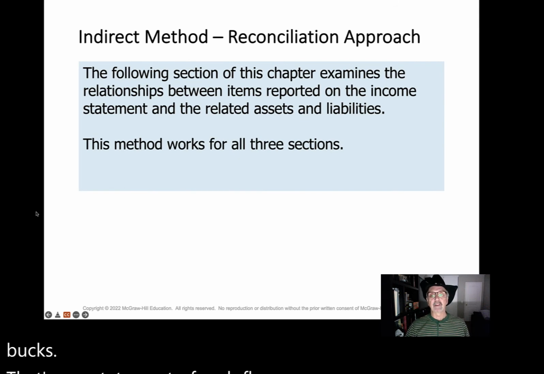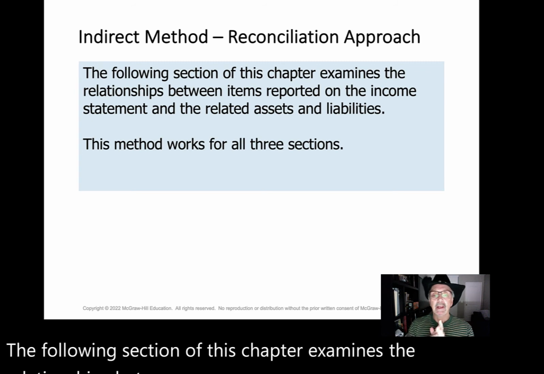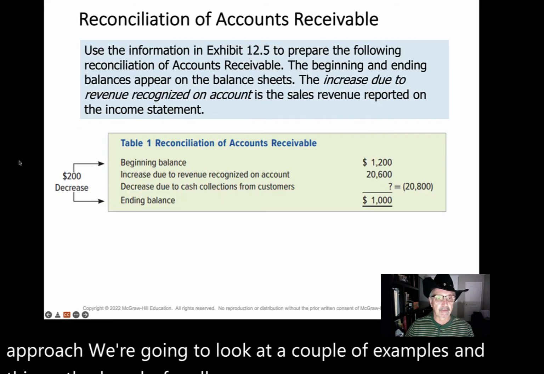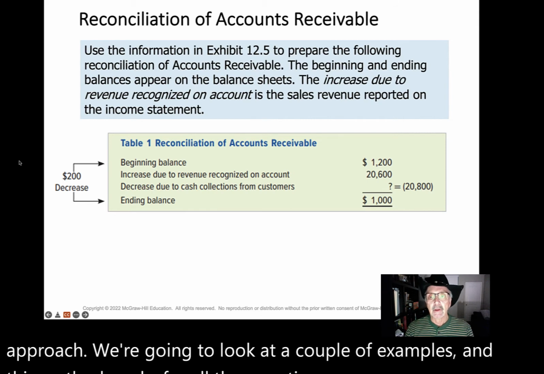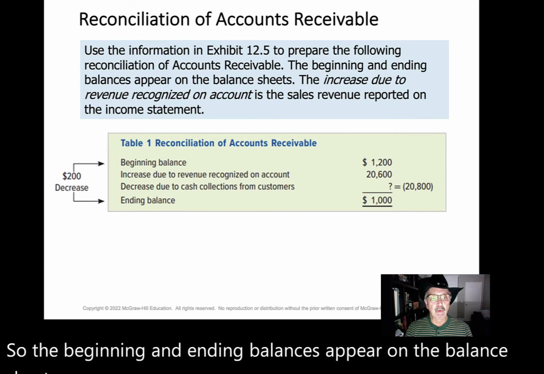The following section of this chapter examines the relationships between items reported. This is the reconciliation approach. We're going to look at a couple of examples, and this method works for all three sections. So, the beginning and ending balances appear on the balance sheets. The increase due to revenue recognized on account is the sales revenue.